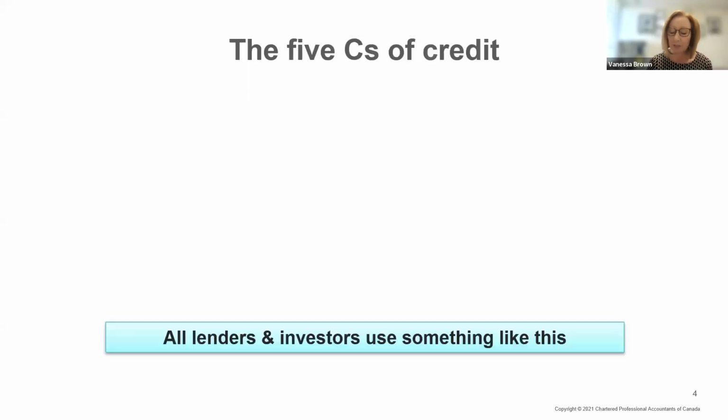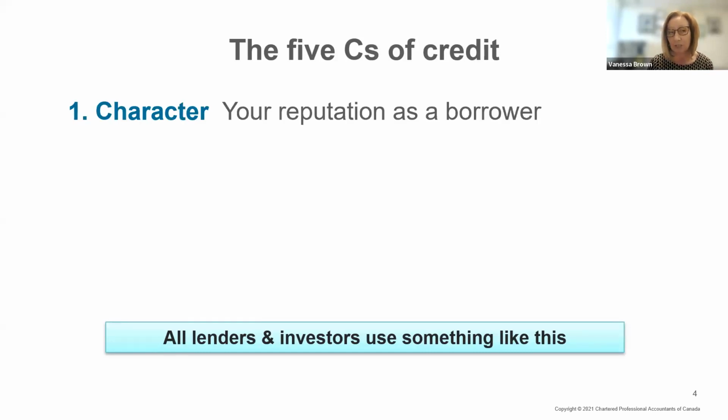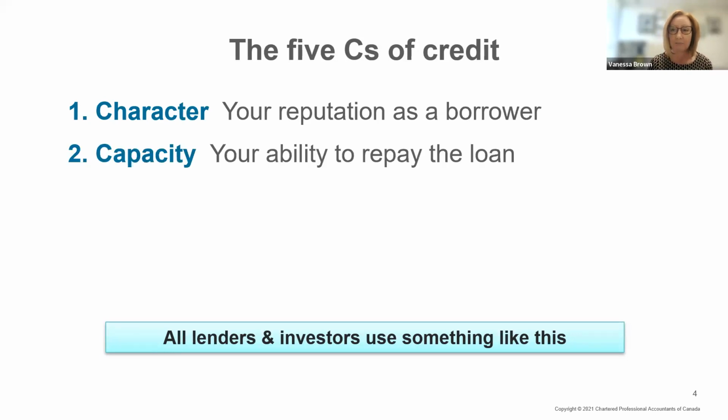So first off, let's just talk about the 5 C's of credit. Virtually all creditors use some version of this. So the first one is character. What is your reputation as a borrower? If you are a small business owner, this is where they will look at your personal credit history. If you're just starting up, or if you've been a business owner for quite some time, they'll take a look at the credit history of the businesses that you've had.